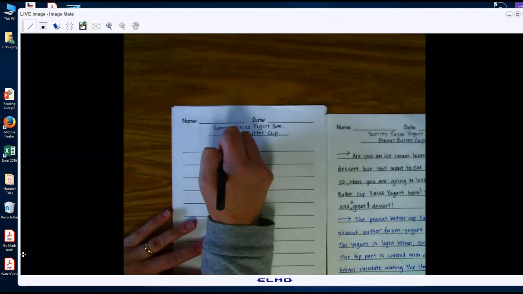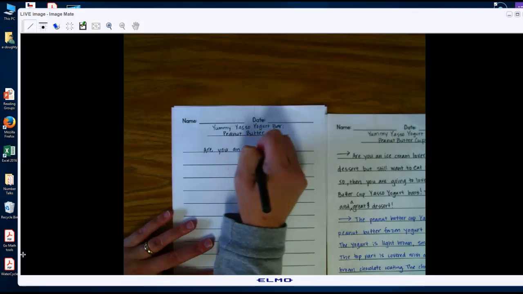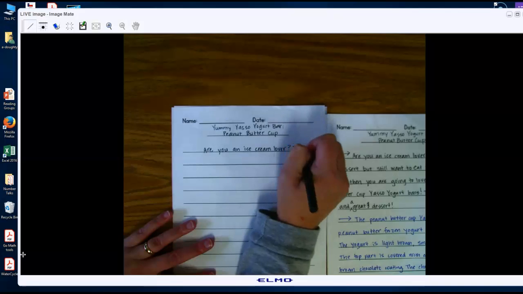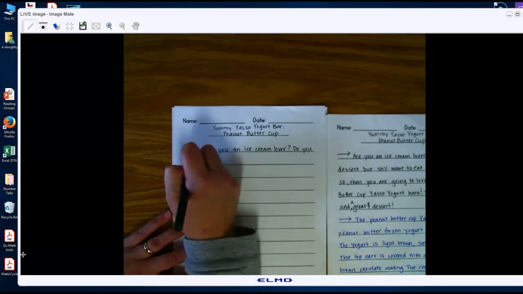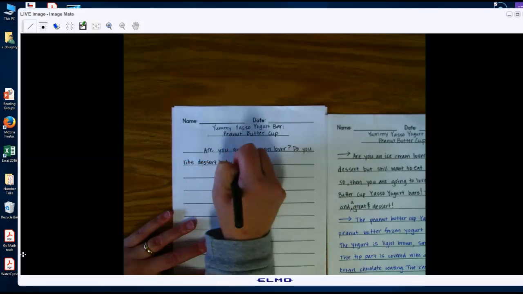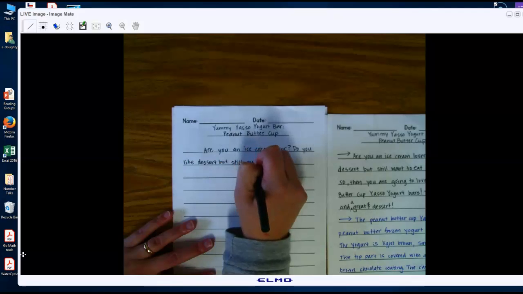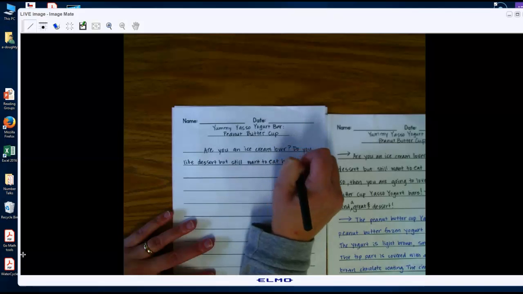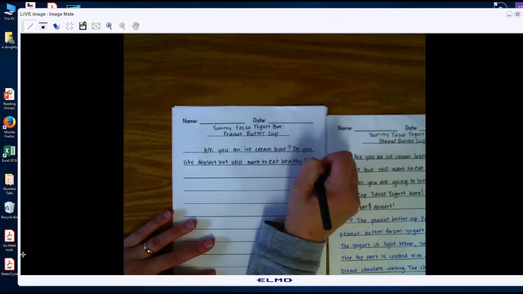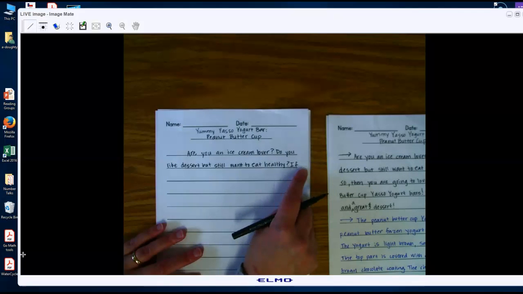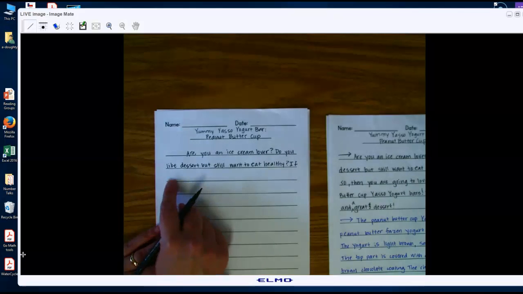So, are you an ice cream lover? Do you like dessert? Best handwriting. But still want to eat healthy. Now, some of you will try to squeeze a word in here. There's no squeezing words. If they go too far past this line, I'll tell you to rewrite it. We're not squeezing words in here. If it doesn't fit, erase the little bit you have and go to the next line.